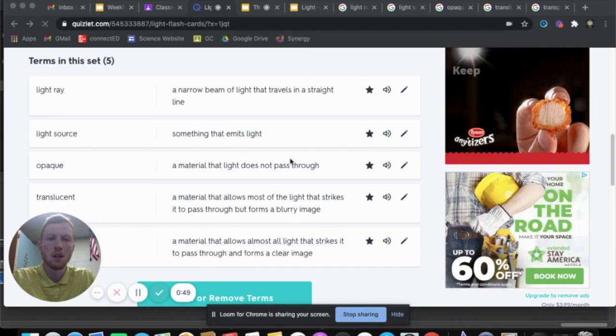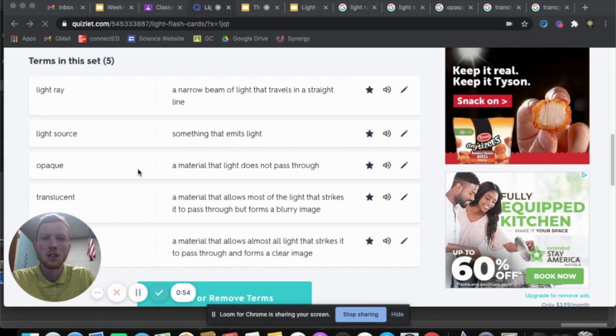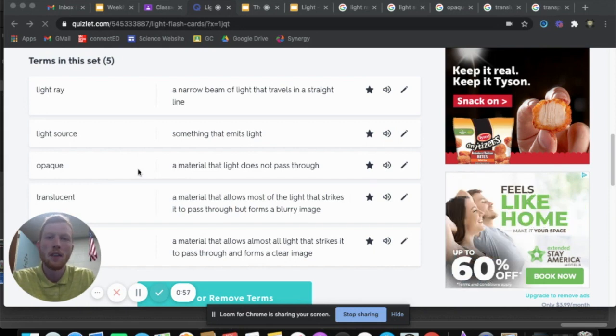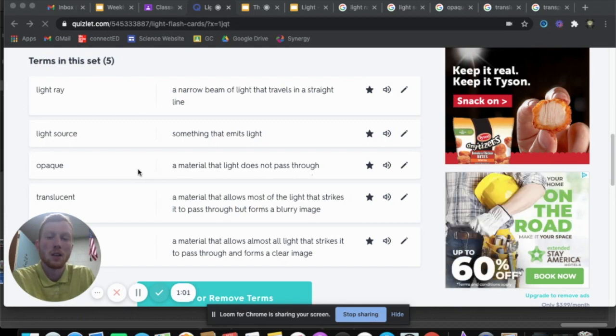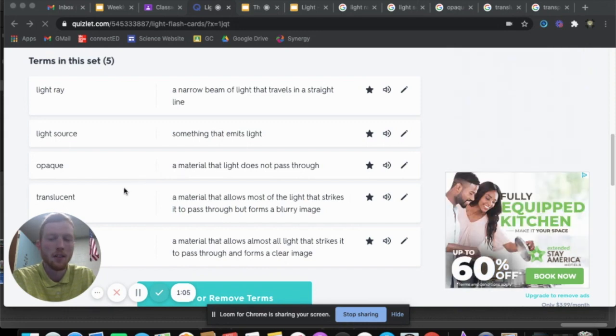Opaque. Now we're talking about the materials that the light is going to be traveling through. Opaque means a material that light does not pass through. So think like a solid brick wall. If I were to use a flashlight or a laser pointer and try to put that through that wall, it's not going to go through it because the wall is opaque. That light is not going to be able to travel through that. It's very different than sound.